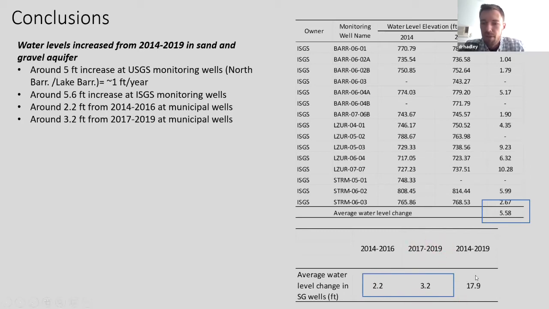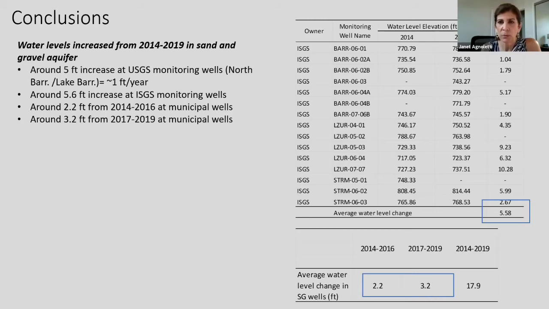But if you compare the overall difference from 2014 to 2019, it's a much larger number. It's 17.9 feet. This is much larger because it's including the recovery that you would see at those municipal wells when they were turned off, and the general increase in the aquifer levels through time.